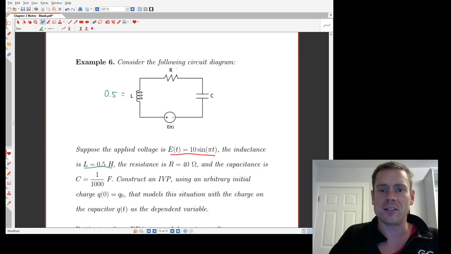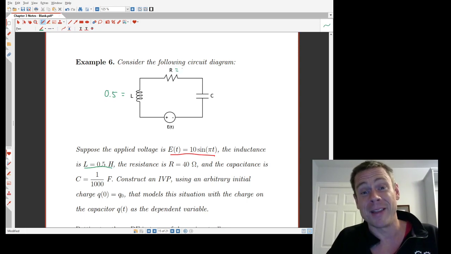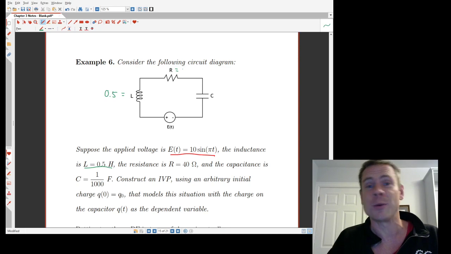The resistance, a great game, by the way. If you haven't played it, it was the original Among Us.